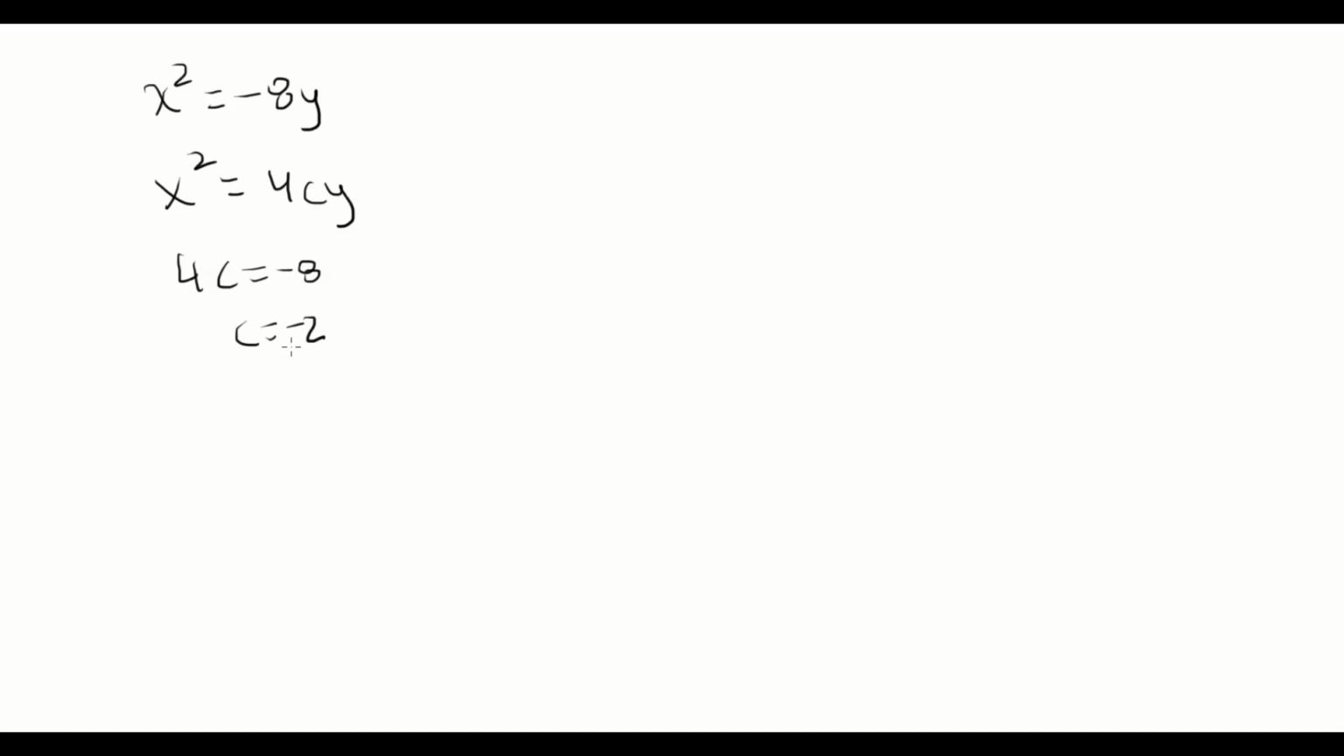And so this will tell us that it's going to open down and that the focus is 2 units away from the vertex. And so is the directrix. Because this is opening down, the vertex is going to be at 0, 0. So the directrix will be above it 2 units. So that's going to be the line y equals 2. And the focus, we're going down 2, like that.